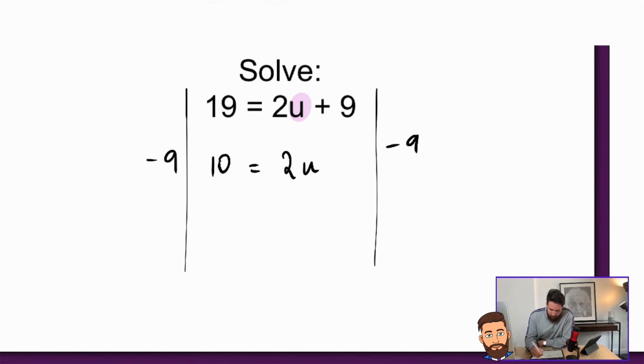Then our last step is to divide both sides by 2 because 2u means 2 times u, and the opposite of timesing by 2 is dividing by 2. So if we divide both sides by 2, we will get that 10 divided by 2 is 5, and dividing by 2 eliminates the 2 on this side, so we end up with u equals 5.